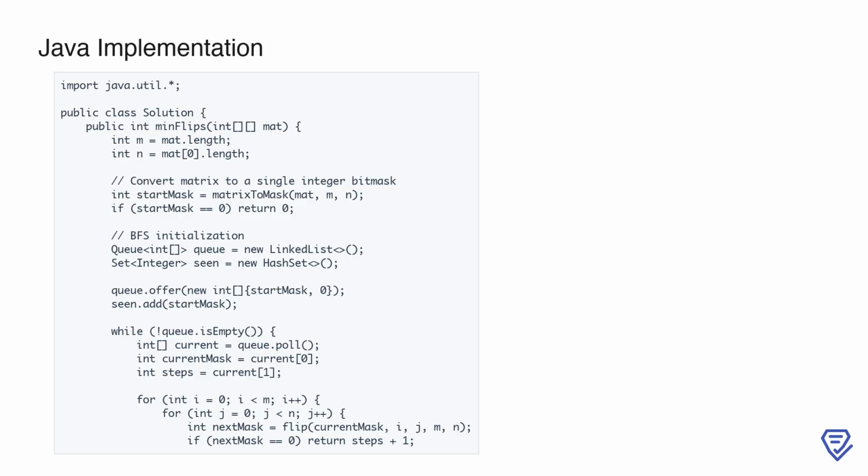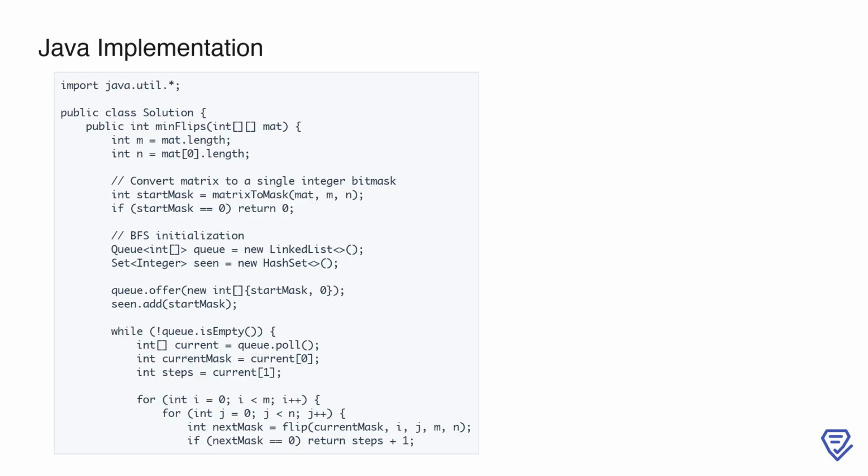Otherwise, we initialize a breadth-first search, BFS, to explore all possible states. We use a queue to manage the states to explore, and a set to keep track of visited states, ensuring we don't revisit the same configuration. The BFS begins by adding the starting state and marking it as seen.